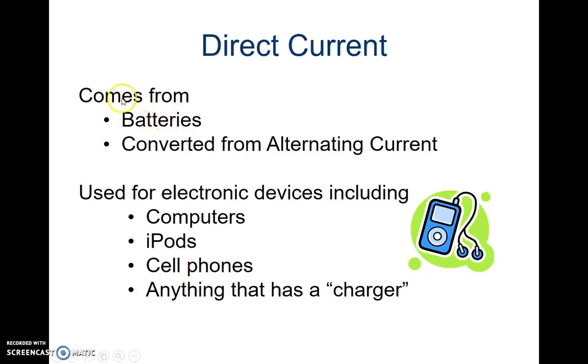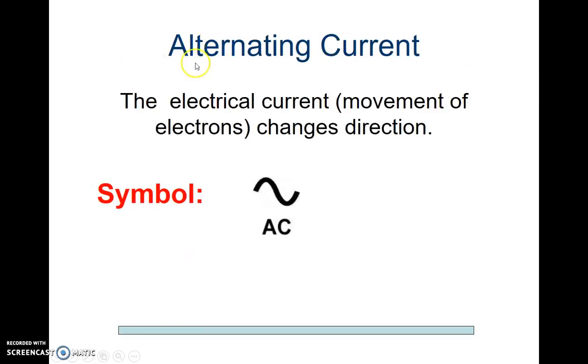Direct current's anything that comes with batteries. It gets converted from alternating current. So computers, iPods, cell phones, anything that has a charger is going to use direct current. So that would make sense then that alternating current is anything that's from the wall. And the current changes direction. It goes back and forth and back and forth. And that's not super important to us either, but what is, is knowing the symbol. We want to know the difference in the symbols at least so we can properly switch on our meters or whatever we're doing. We want to be able to locate whether we're on DC or AC.